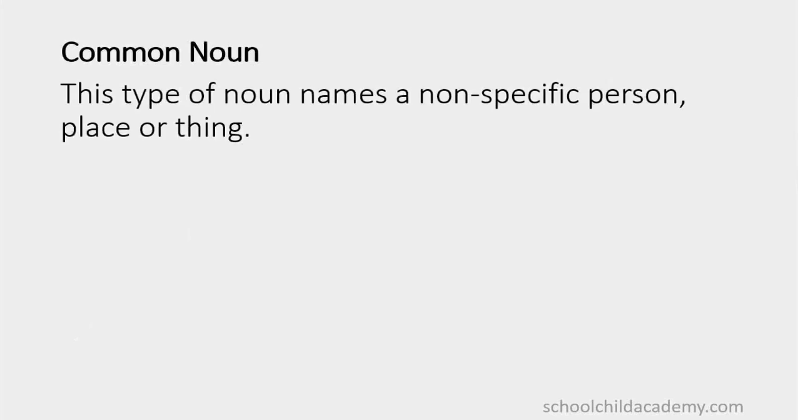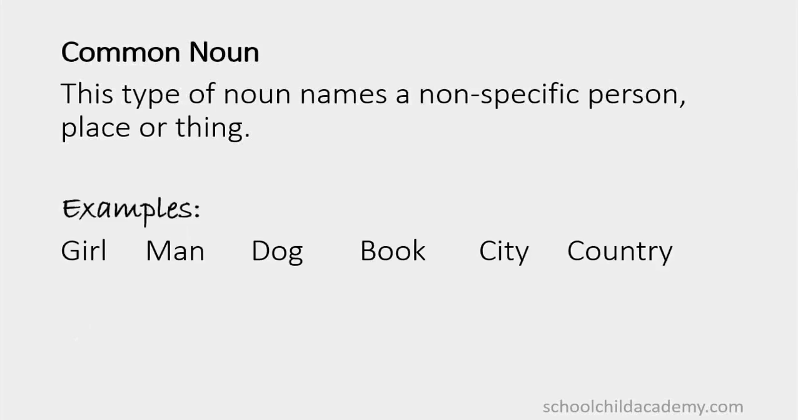Common noun. This is a type of noun that names a non-specific person, place, or thing. Examples: girl, man, dog, book, city, country.